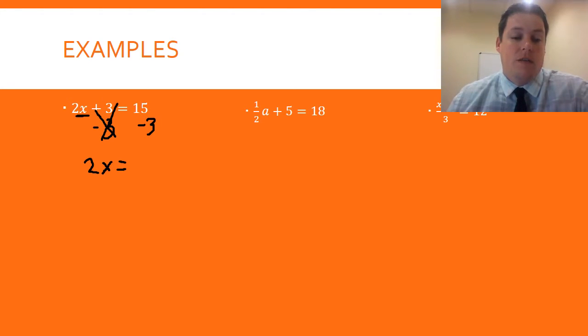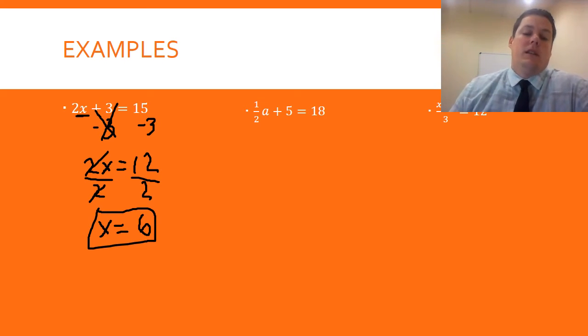Now over here we have 15 minus 3, which is 12. That's step 1. Step 2, now we have 2x equals 12. We divide both sides by 2 to get rid of the 2 from the x. Remember, we're always working to get the variable by itself. So now that we have x alone on the left side, and on the right side we have 12 divided by 2, which is 6.